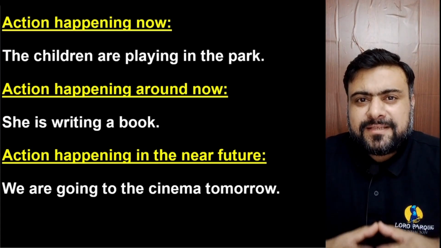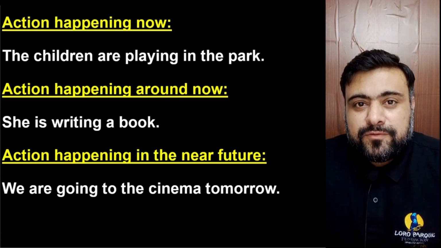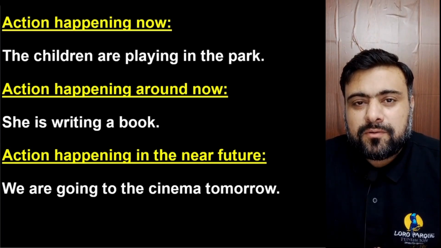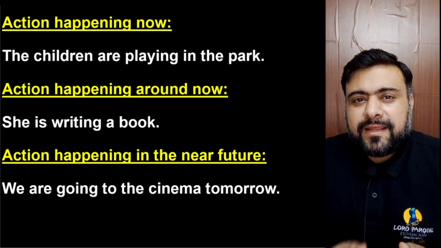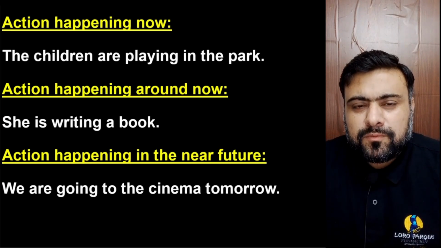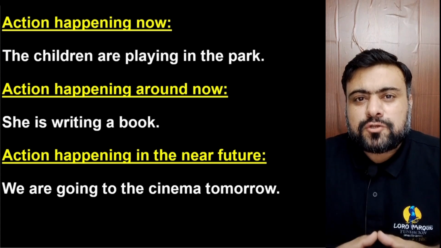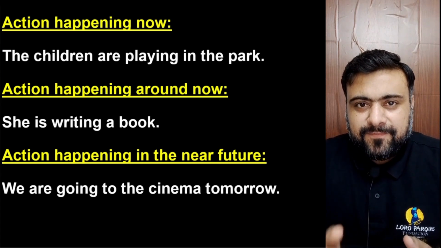The third example is the action that is going to happen in the near future. For example, we are going to the cinema tomorrow. It is not happening now, but it will be happening very soon. We have made a plan and it will be happening very soon. So we are going to the cinema tomorrow. It is happening in the future.